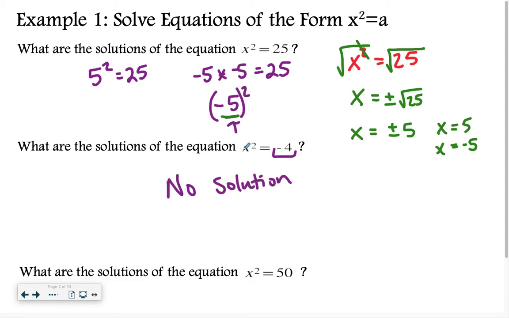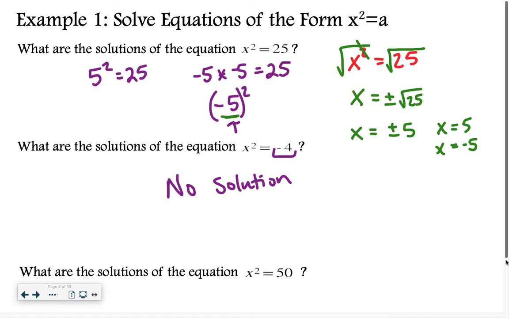Okay, so anytime you have something squared equals negative 4, and what I mean by something squared is literally just x squared, y squared, whatever variable squared. If you have a number in front of this, that changes the story. This only applies to x squared, or whatever variable squared, equals a negative. That's a no solution.